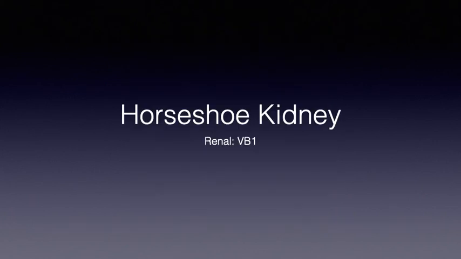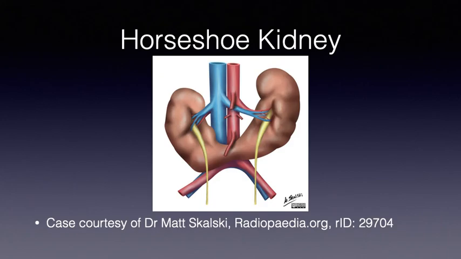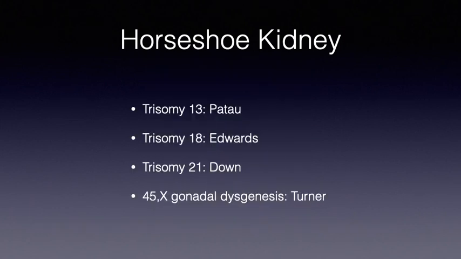Okay, let's tie it all up. Fusion of the inferior poles of the two kidneys makes horseshoe kidney. It can remain low in the abdomen because of getting caught on the inferior mesenteric artery as it ascends. The IMA protrudes anteriorly from the aorta at L3. Horseshoe kidney is associated with aneuploidy.